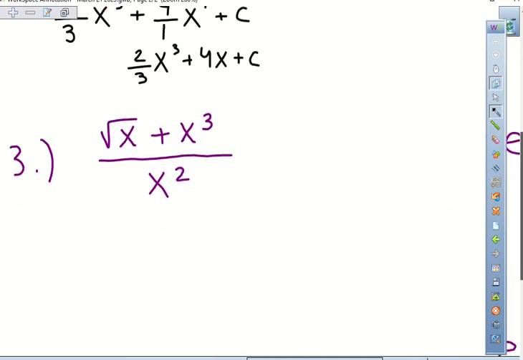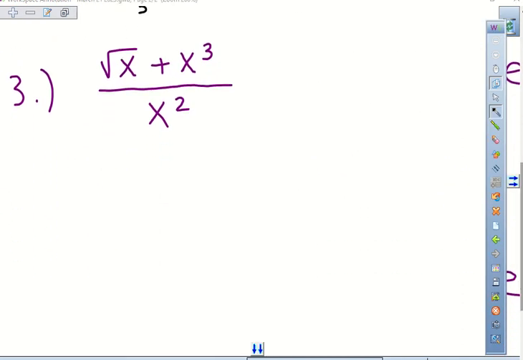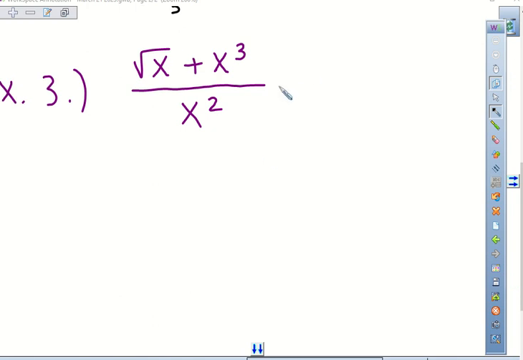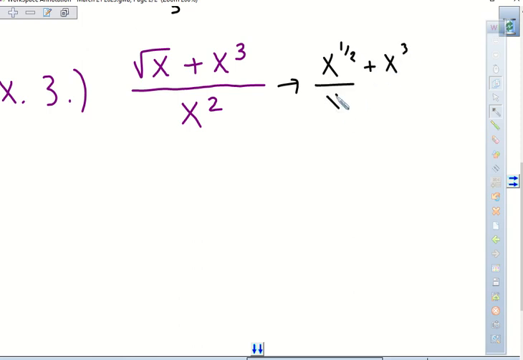Now this one here, once again, we don't have any kind of rule to undo the quotient rule right now. So we're going to have to simplify this. Now I know that I can rewrite this as x to the 1/2 plus x cubed, and then each of these are over x squared. So now I can simplify this even further.